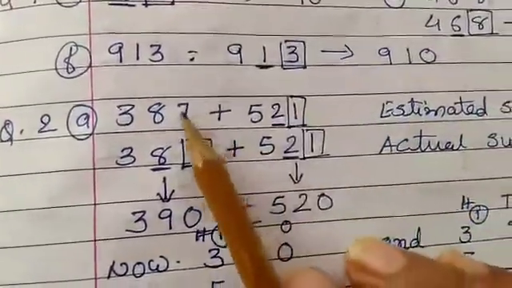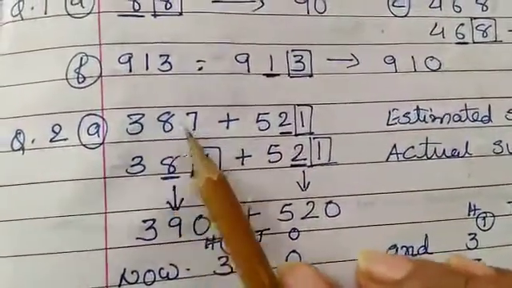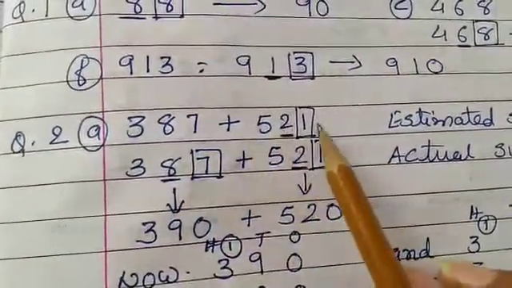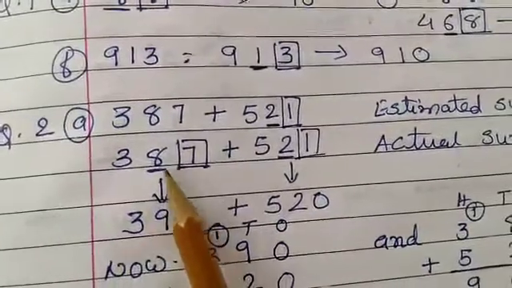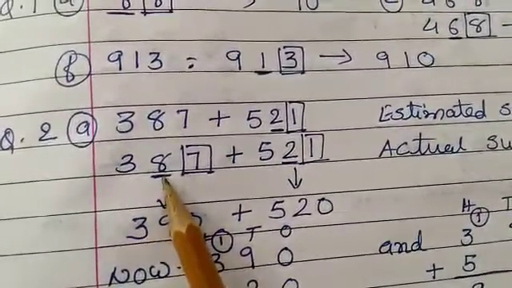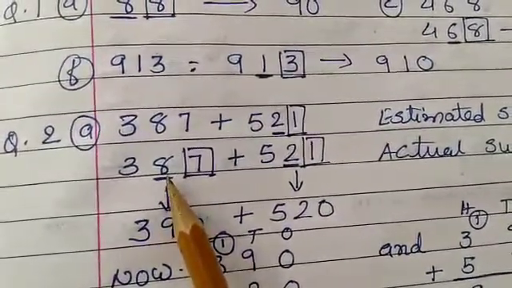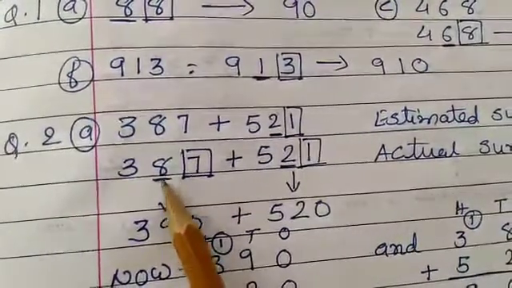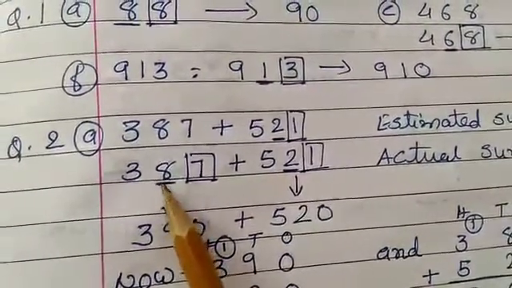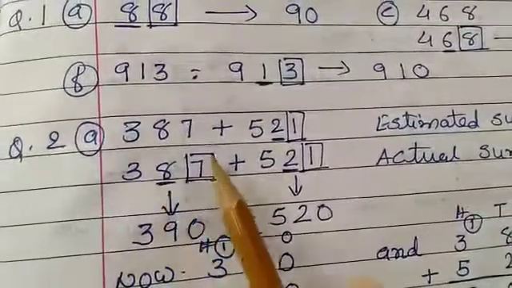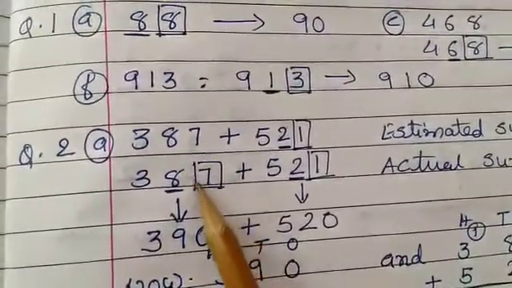Look here. The numbers you are given are 387 plus 521. First of all, we will find the estimated number, which means we will round off the numbers. For that, the digit in the tens place will be underlined. Now we will observe the ones place.